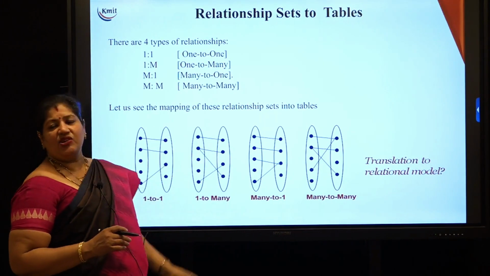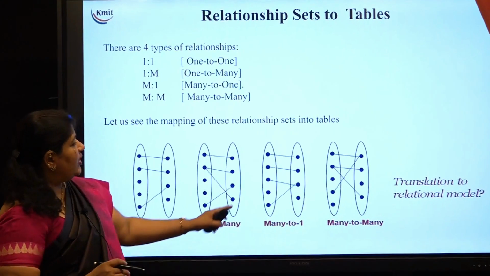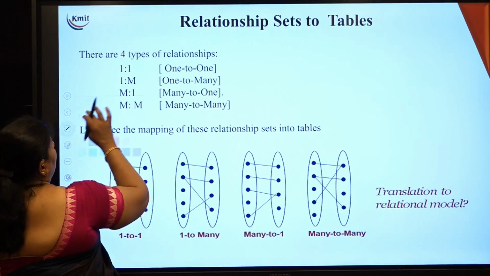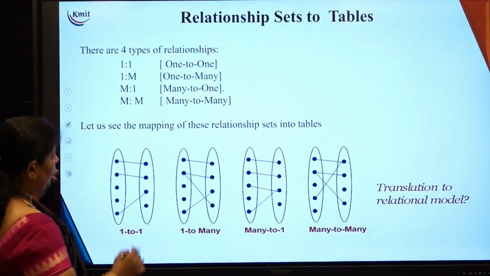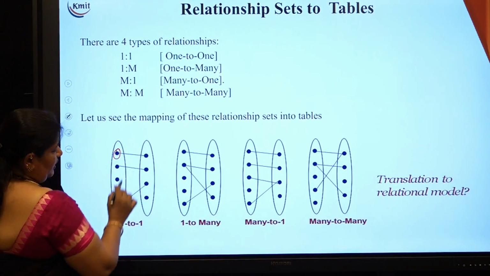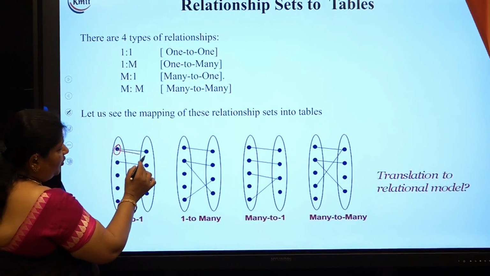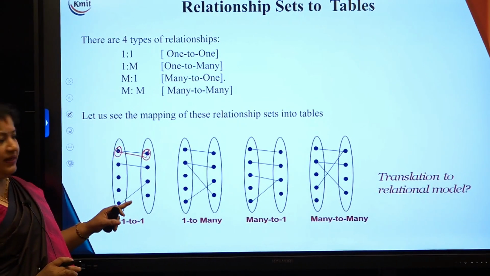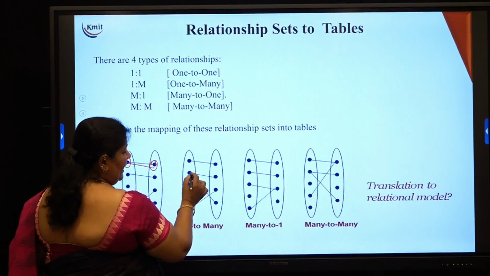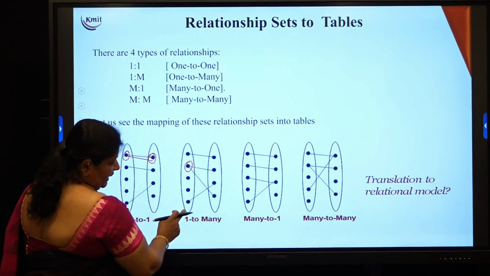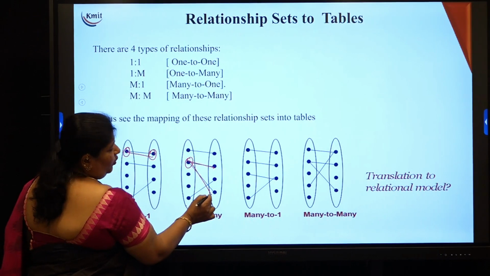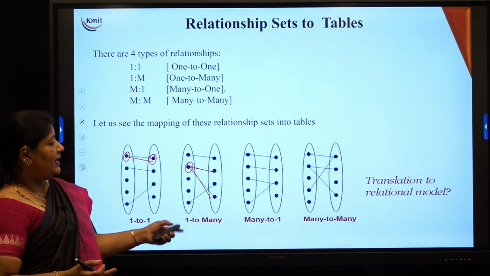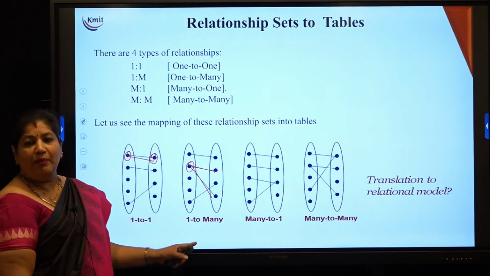When I say a relationship, they are categorized into four different types: one to one, one to many, many to one, or many to many. So when I say one to one, a single instance of one entity is associated with only one instance of another, participating entity. Or when I say one to many, one instance of an entity can be associated with more than one instance of another entity. This is one to many.